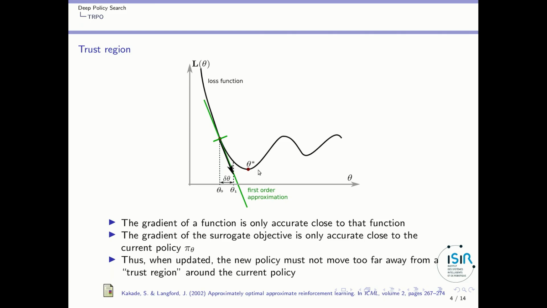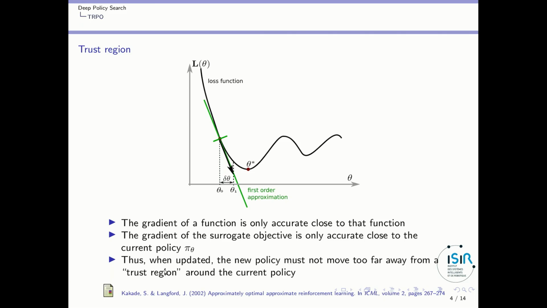But if you move too far away from this point, then your estimate of the gradient is not good anymore. Okay. So if you want to use the gradient at a point which is different from where you were trained, probably you will get something which is very inaccurate. So when you want to update your new policy, you should not consider a new policy which is too far away from the previous policy, around, let's say, the current policy.